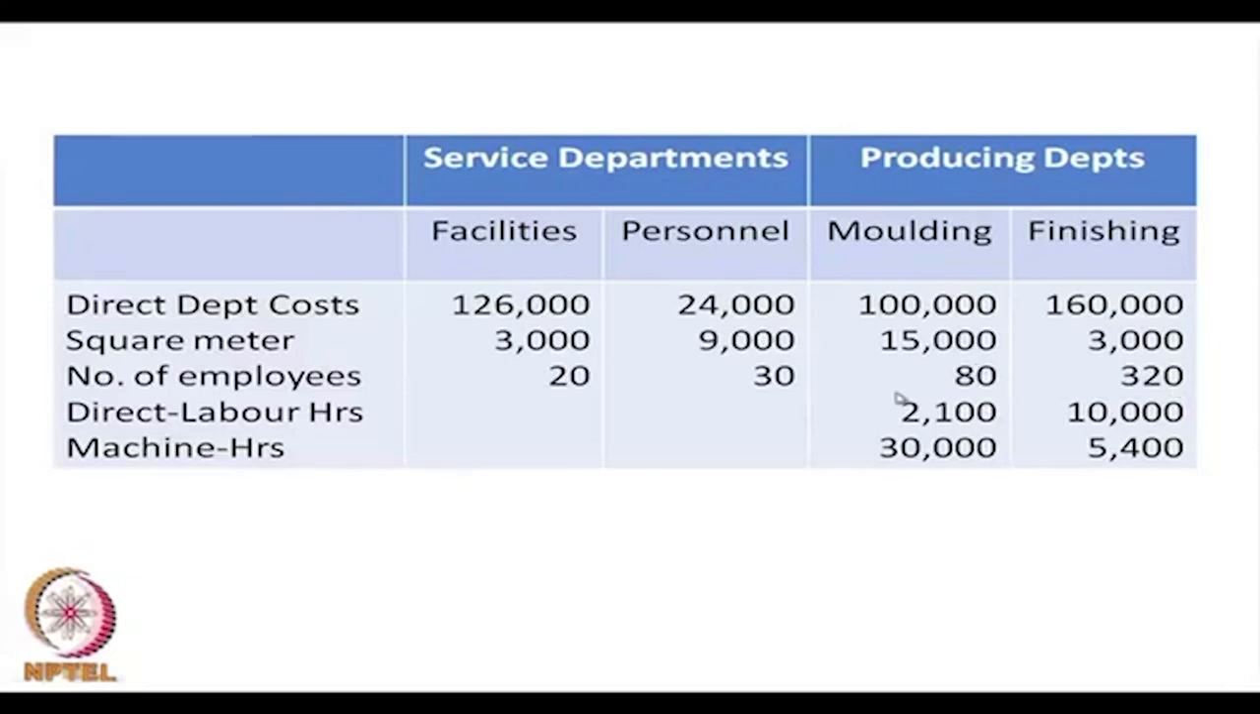Later we shall also use these two rows of data for applying the cost to the final product that is to be manufactured. So, for the time being we probably will not be needing them, but we will come back to them once we need them.